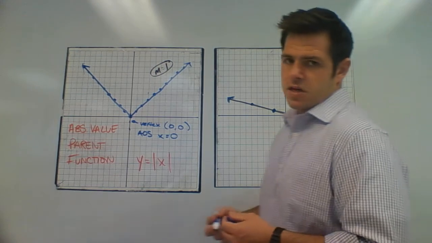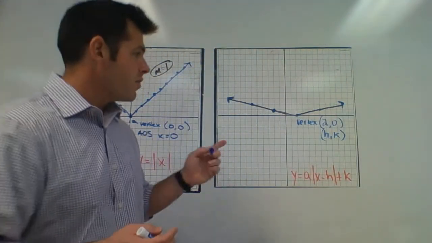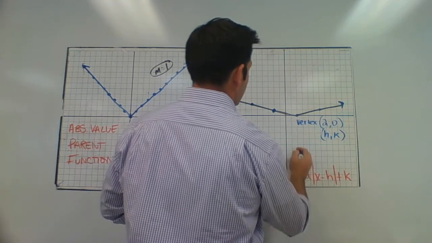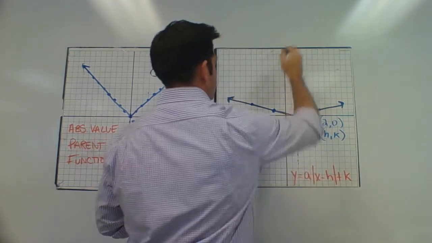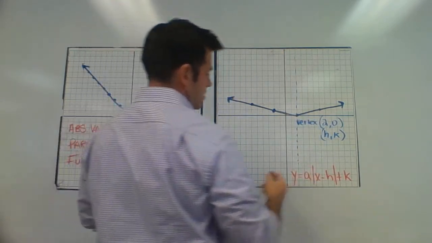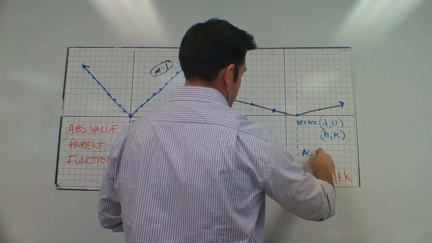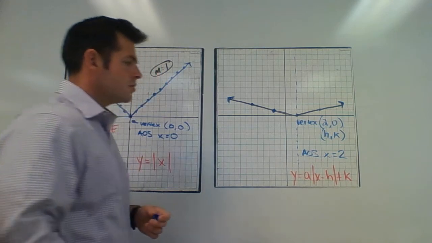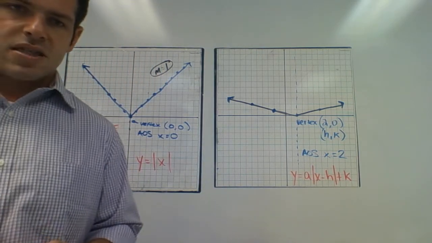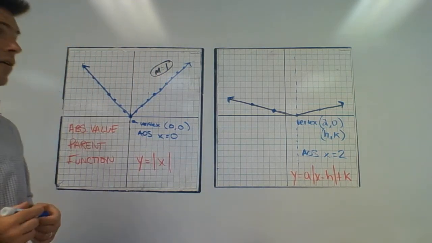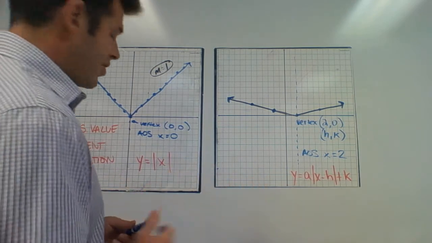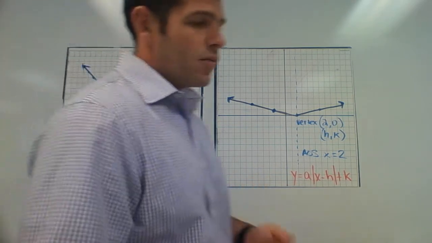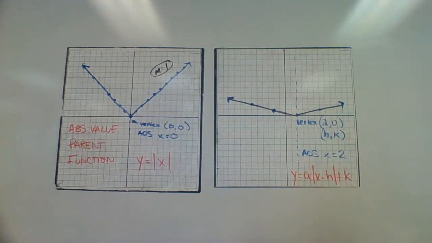A couple other things that we know, well, there's a lot of things that we know from the vertex. We know we have this imaginary dotted line that we can draw in as our axis of symmetry. Here the axis of symmetry would be the line x is equal to 2. We use that axis of symmetry to figure out the slope to the right side of the mirror, because that would be our a value for this picture.